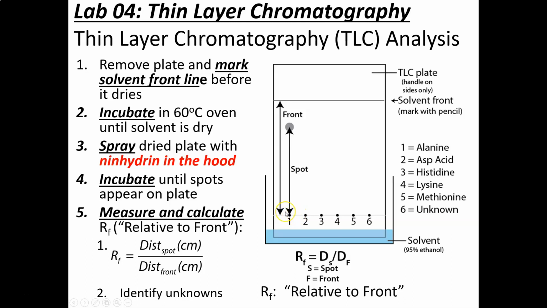What would happen if it moved perfectly with the solvent? Well, then it would be exactly right on the edge of the solvent, and the distance you measure would be the exact same as the distance the solvent moved. So again, the distance divided by the same distance is going to give us 1.